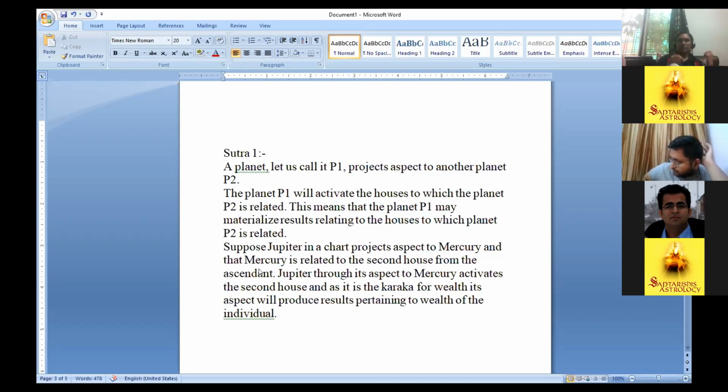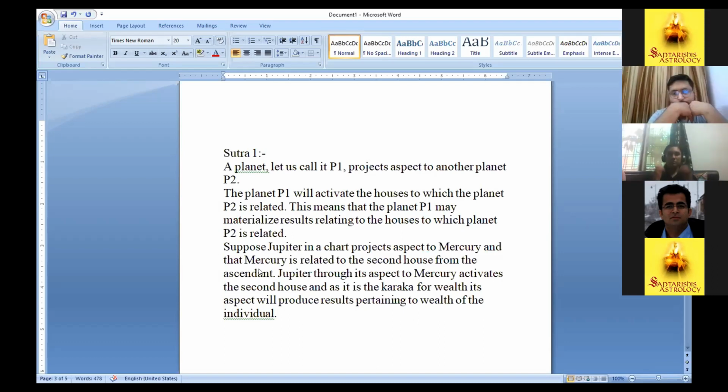The first and fifth sutra, where exchange of Rashi and exchange of Nakshatra was there. So there can be a mix also, right? One is in the other's Nakshatra and the other one is in this one's sign. So then also Sambandha will be there. So this is the same sutra. The fifth sutra is only talking about that same thing.